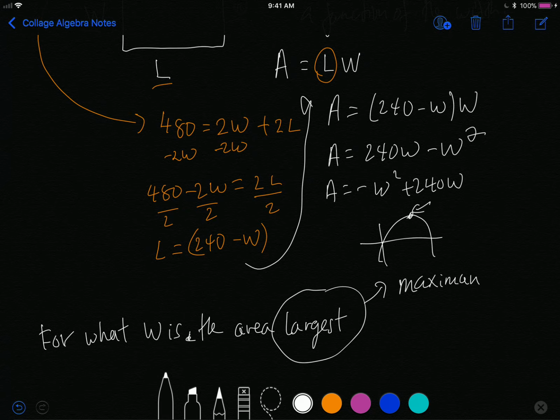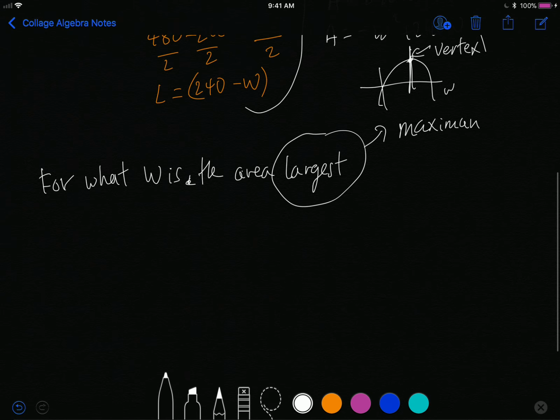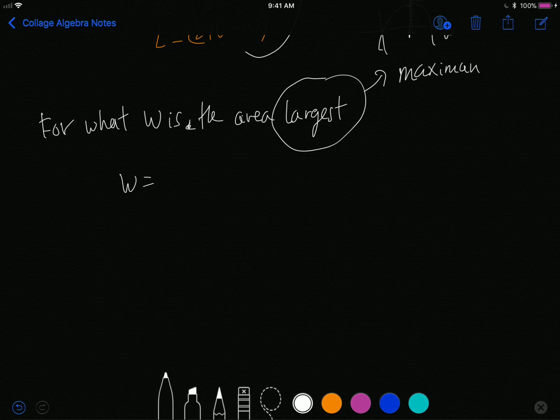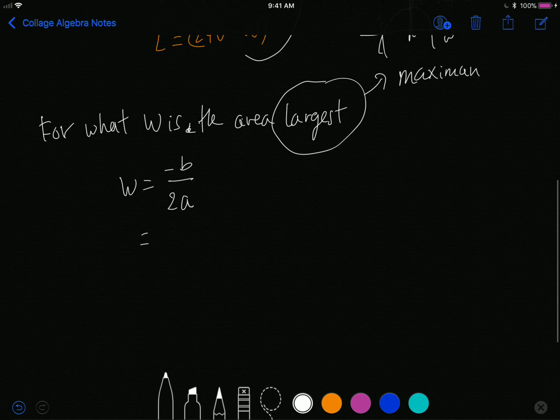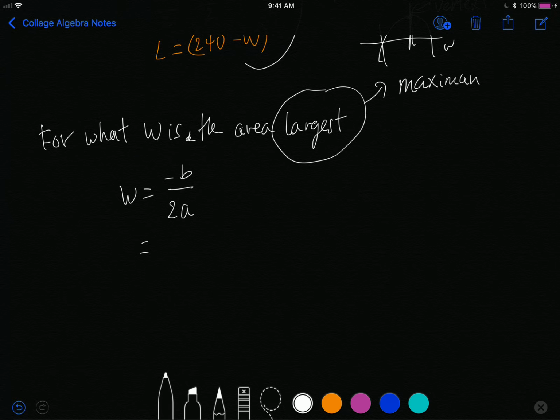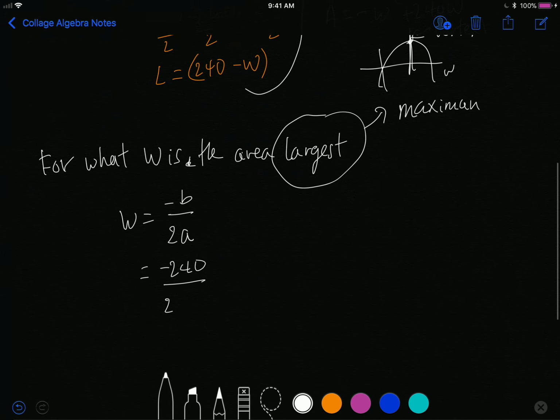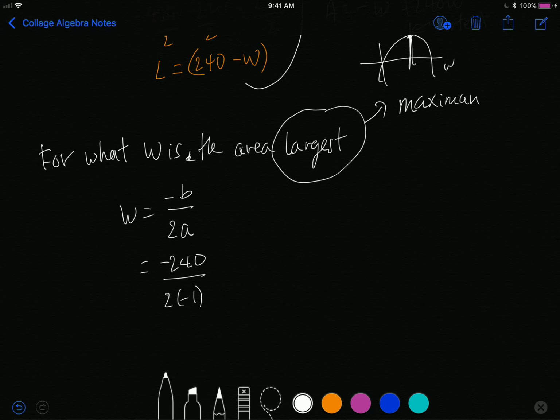The maximum point is the apex of the graph, which is known as the vertex. And this W comes from a lovely formula, the axis of symmetry, minus b divided by 2a. So the W that will maximize will be minus 240 divided by 2 times negative 1. A is negative 1. And so that gives us, not 240, 120. And so the width that maximizes the area is 120.